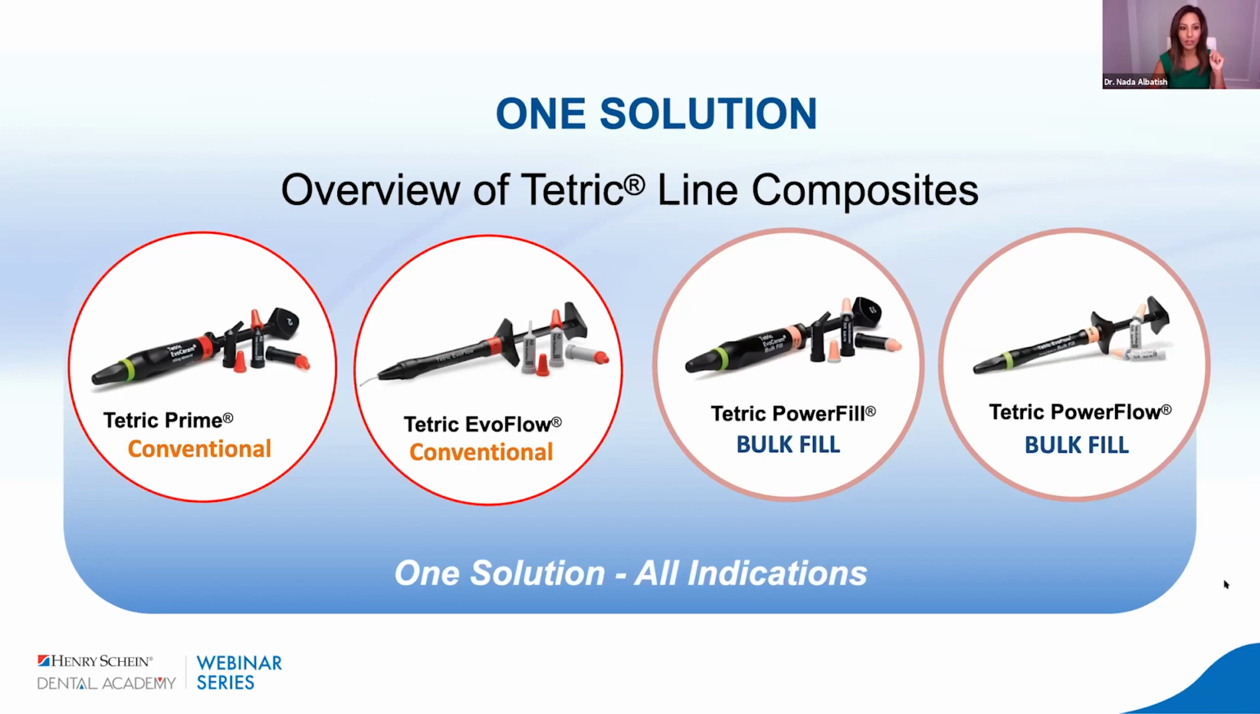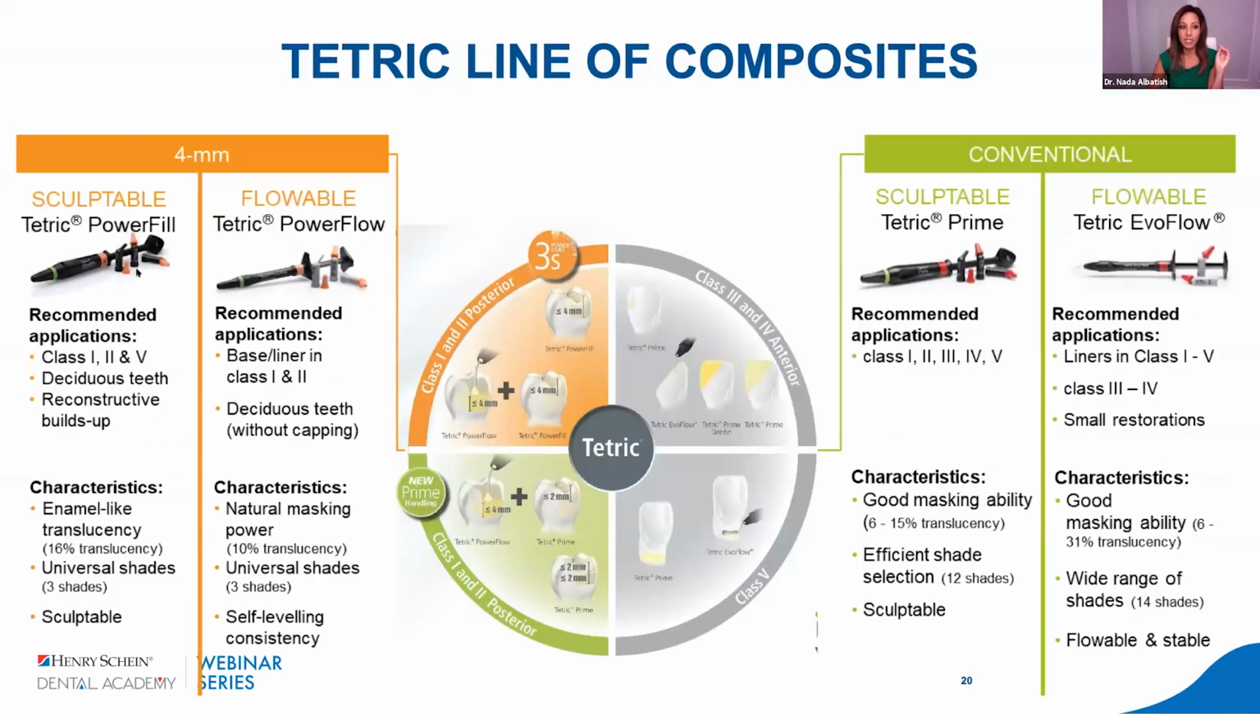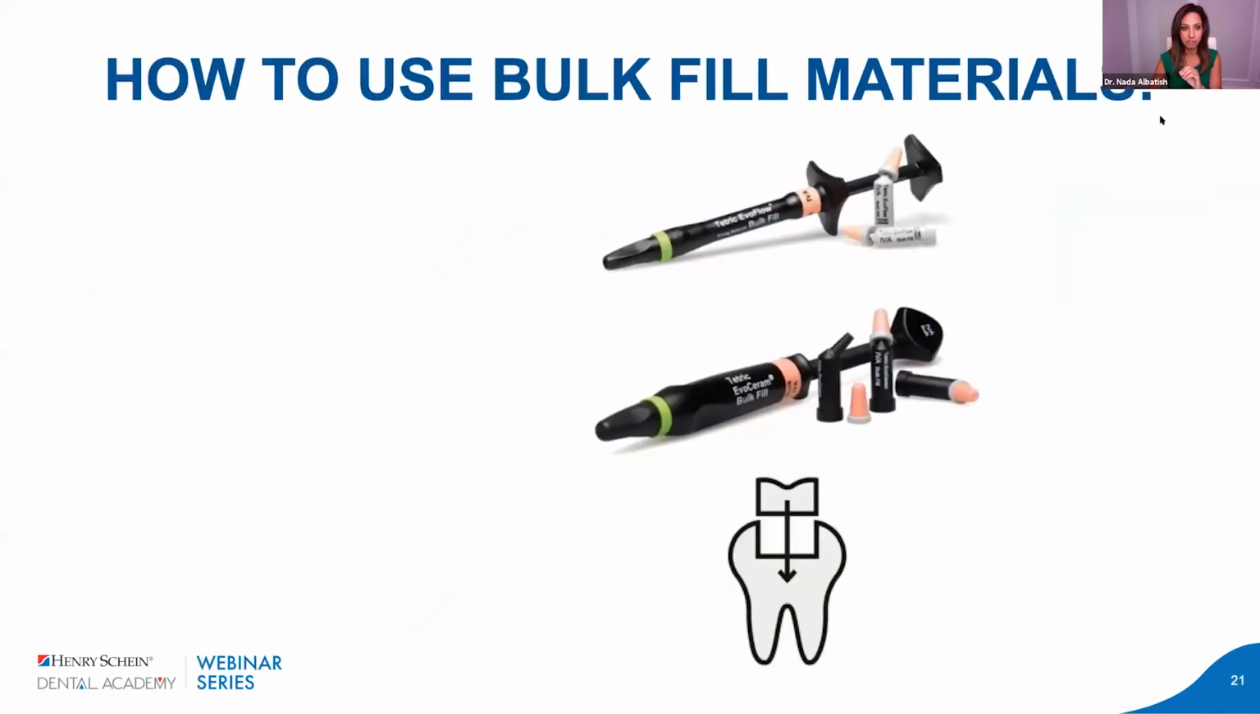And I'm going to walk you through what that looks like. So Tetric Power Fill is our packable bulk fill posterior composite. Tetric Power Flow is the flowable version of this. Both can be placed at 4 millimeter increments, and both can be cured in 3 seconds. If you like your conventional materials, or if you have a situation where you want to use conventional materials, then you have the option to use your Tetric Prime, 2 millimeter increments, 5-second cure, or Tetric EvoFlow, which is the flowable version of this.